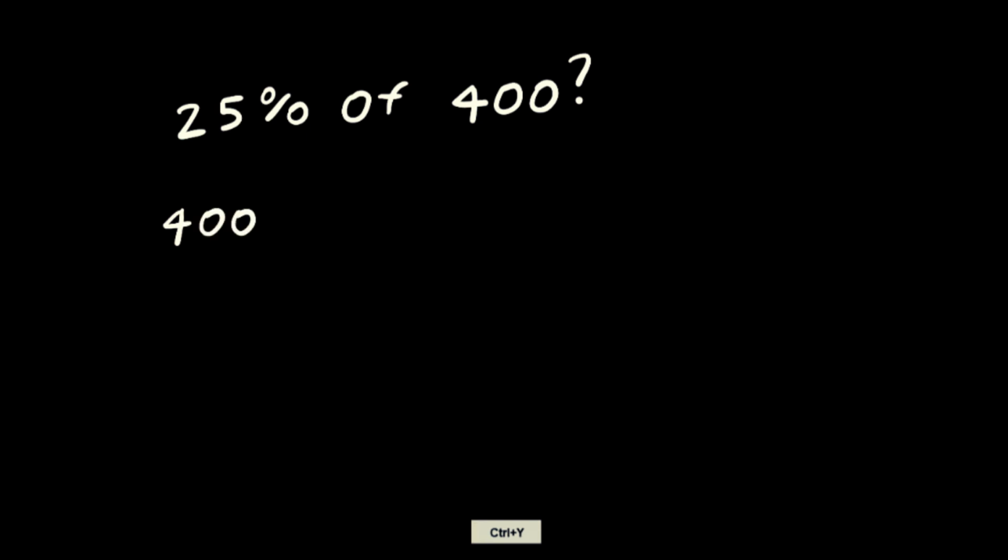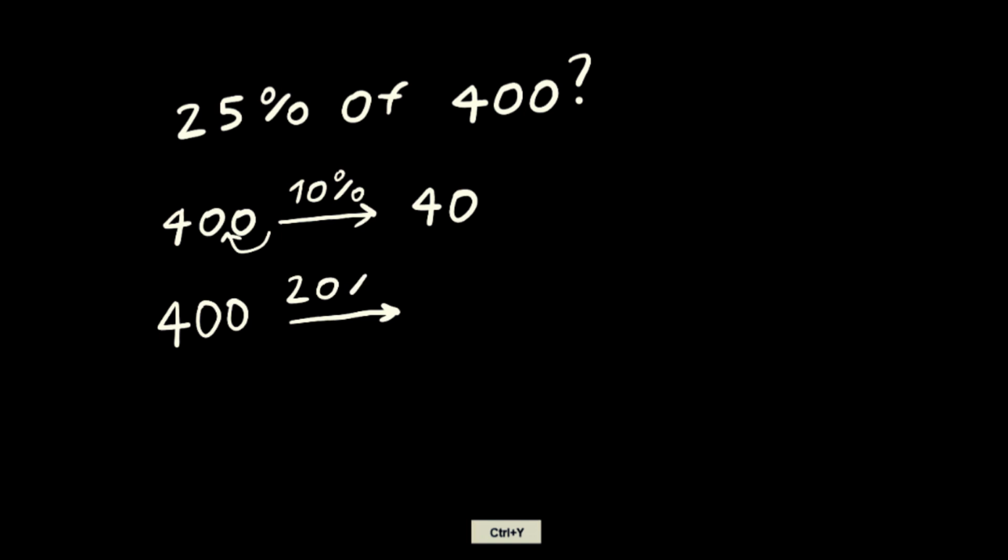So, let's start with 10% of 400. How much does that amount to? What is 10% of 400? 10% of 400 is simply 40. Just move the decimal 1 unit to the left, or take off a 0. So, if that's 10%, how much is 20%? 20% is twice the value of 10%. So, if we multiply 40 by 2, we're going to get 80.